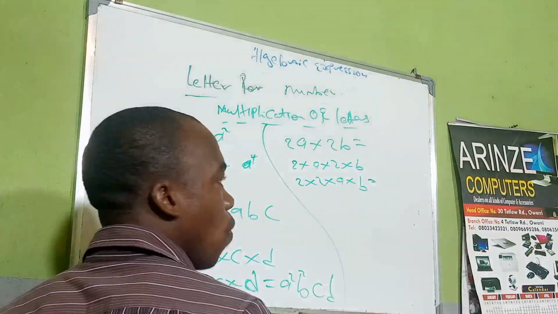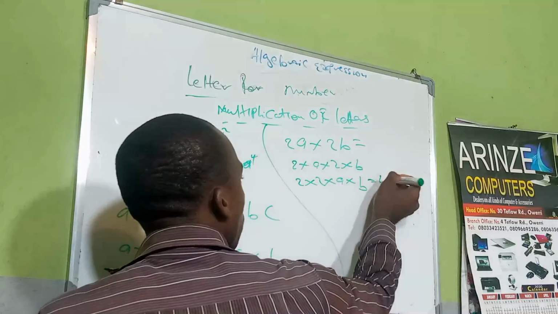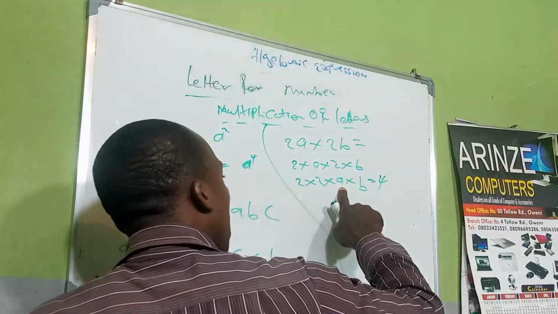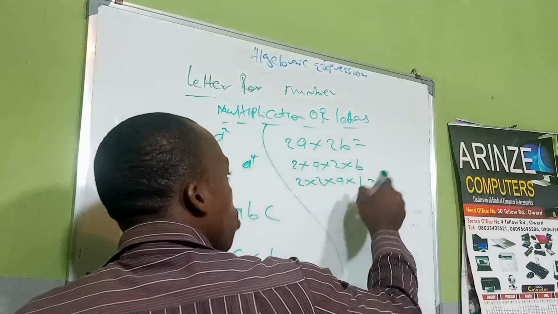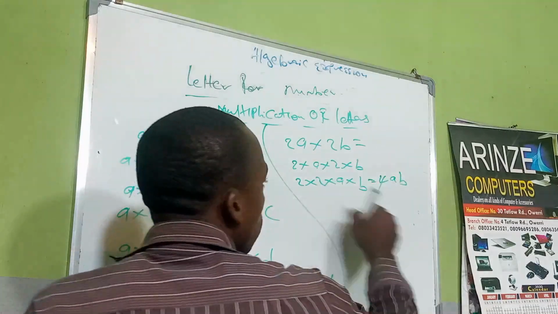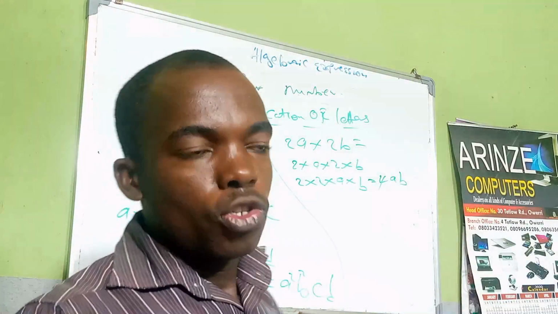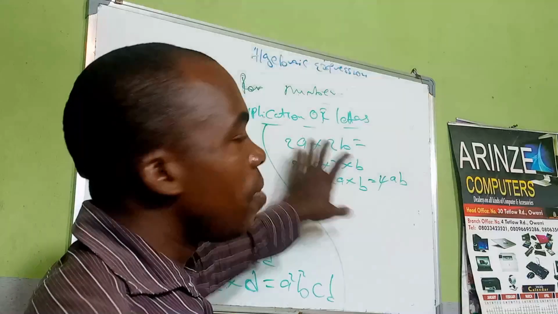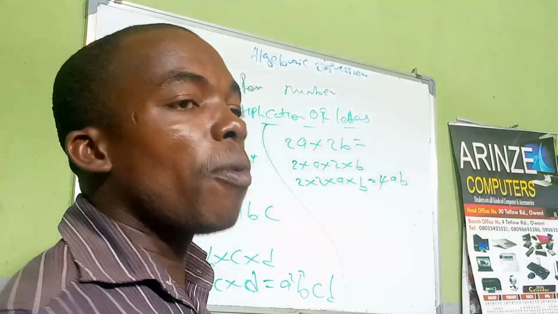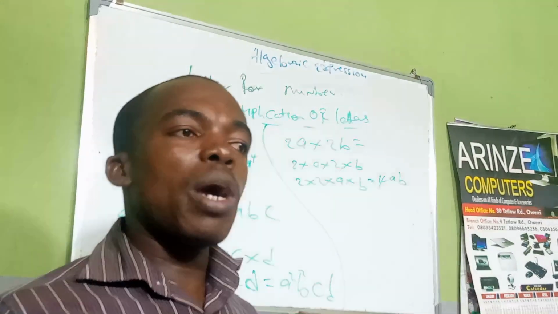2 times 2 is what? 4. Then 4 times A is what? 4A times B is what? 4AB. Do you understand? So this is multiplication of letters. So we can multiply letters irrespective of their what?